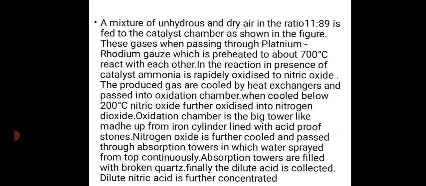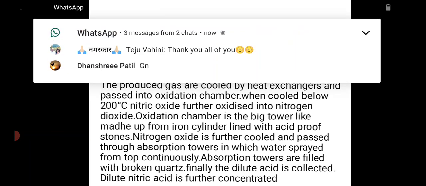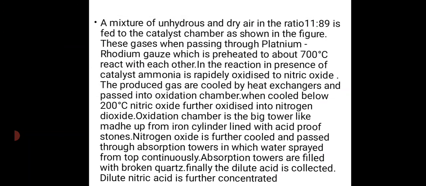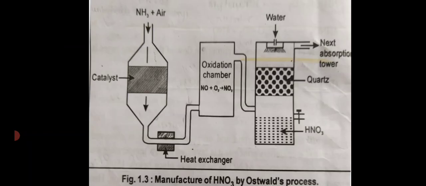The oxidation chamber is a big tower made up of an iron cylinder lined with acid proof stones. Nitrogen oxide is further cooled and passed through the absorption tower, in which water is spread from the top continuously. Absorption towers are filled with broken quartz. Finally, the dilute acid is collected. Dilute nitric acid is further concentrated. Okay, this is the process of manufacturing of nitric acid, that is the Ostwald process.